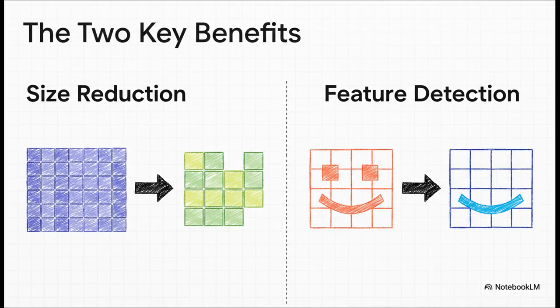First, size reduction. We are taking a massive image and condensing it into a much smaller map that's way easier for a computer to work with. And second, and this is the big one, feature detection. We're turning raw, meaningless pixels into something useful, a map of where the important stuff is. And here's the truly mind-blowing part. These features build on each other.